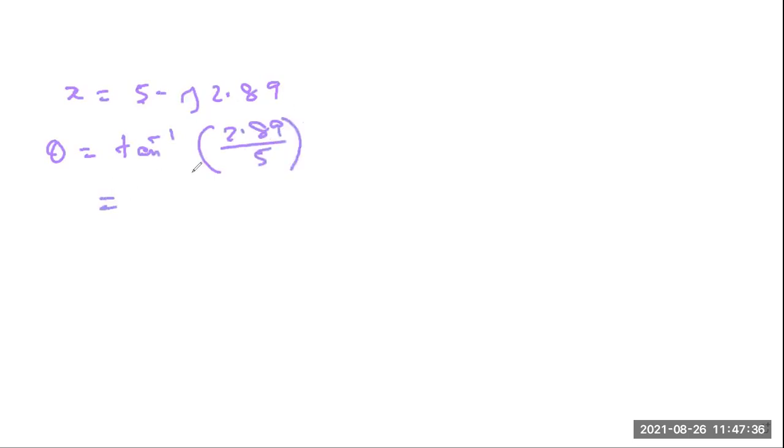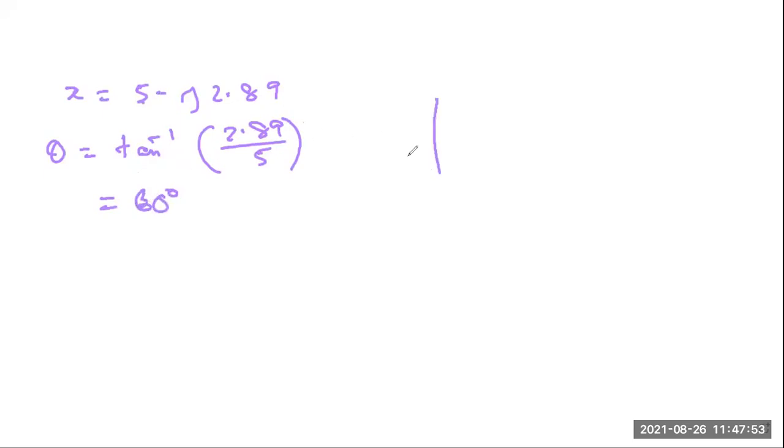So let us say 5 minus j 2.89. What will be your theta? Theta will be tan inverse of 2.89 by 5. What is the value? Sir, with a negative sign. I'll tell you. What is the value you are getting? 59.9 degrees. Almost it is 60 degrees.